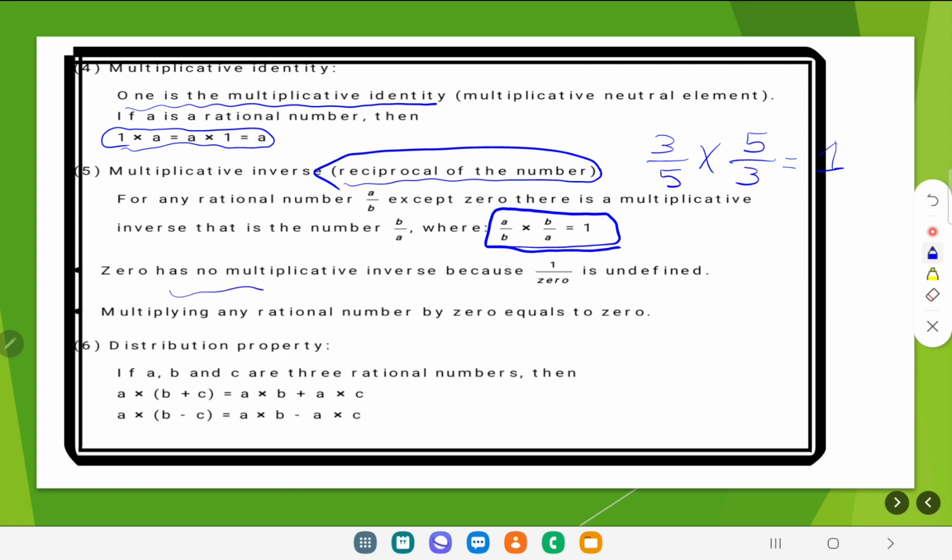0 has no multiplicative inverse because 1 over 0 is undefined. Multiplying any rational number by 0 equal 0. After it, the distributive property. If A and B and C are three numbers, then A multiply B plus C means A multiply B plus A multiply C. And also A multiply B minus C equals A multiply B minus A multiply C.